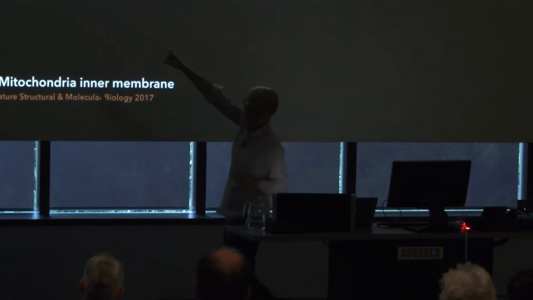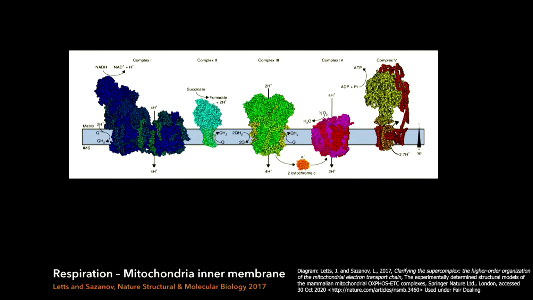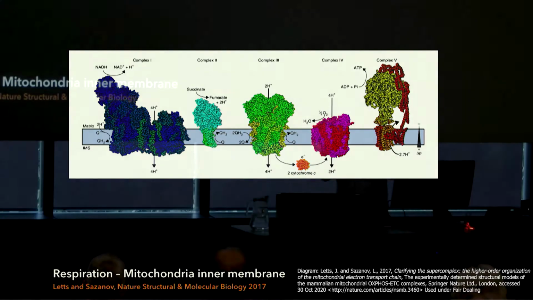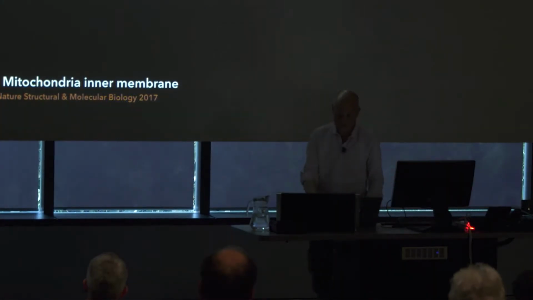So we have complex 1, 2, 3, 4, and 5. We're just going to go to complex 1, the very beginning. This is the first step, embedded in the membrane inside the mitochondria, of taking those electrons from the food you eat and putting them to work to pump protons. And I'll show you the mechanism for that.